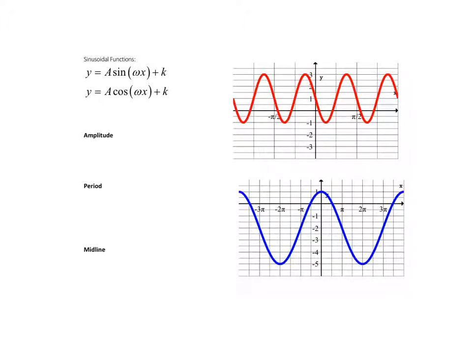I'm going to remind you of what we've learned so far about sinusoidal functions. Sinusoidal functions are of the form y equals a sine omega x plus k, or y equals a cosine omega x plus k. It's very important that before you start, you understand what the parent functions, so just a regular sine or a regular cosine graph, look like.